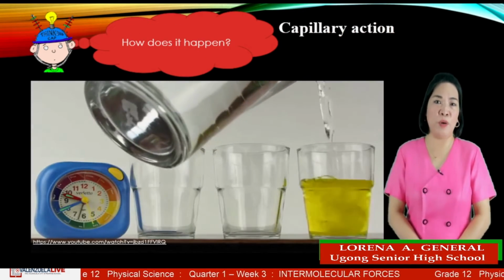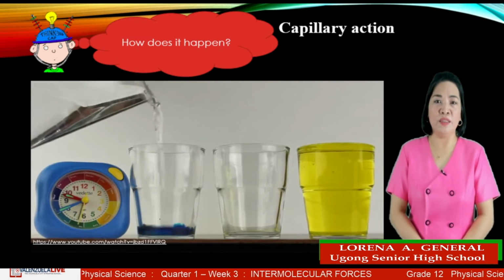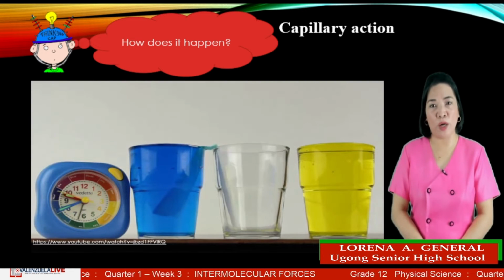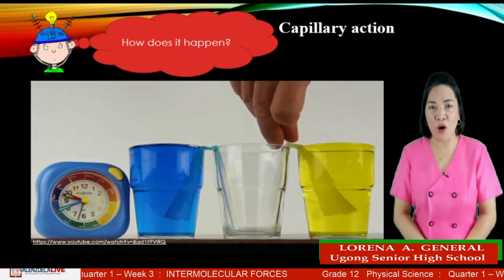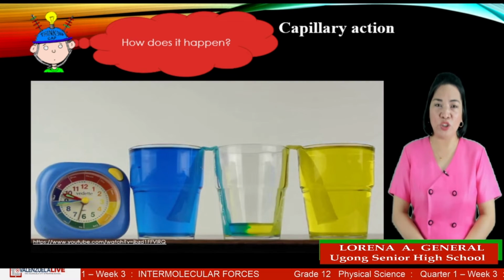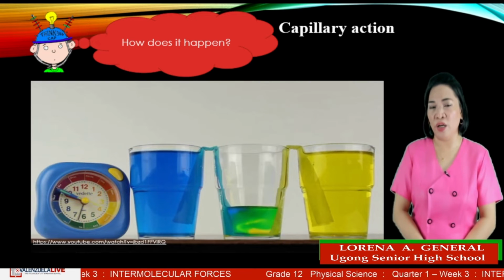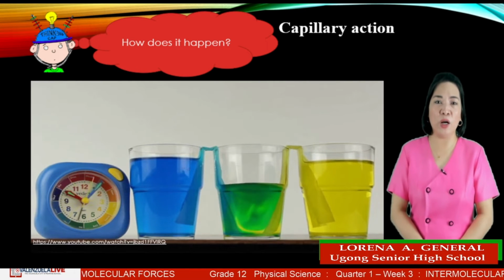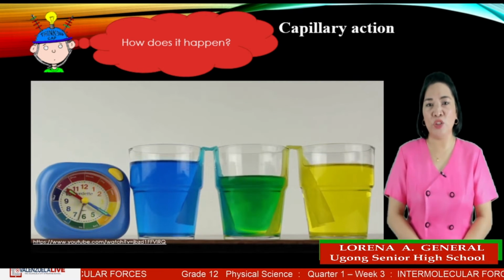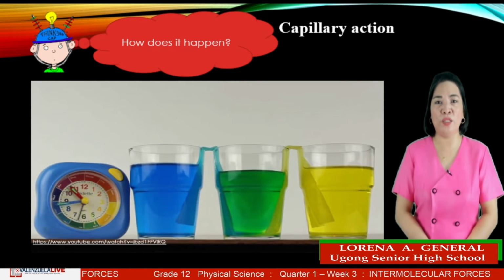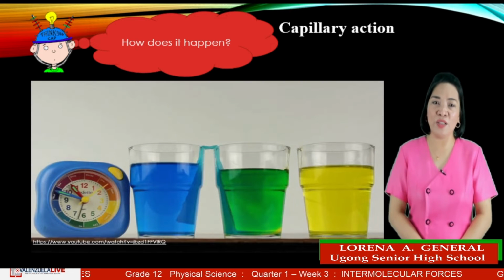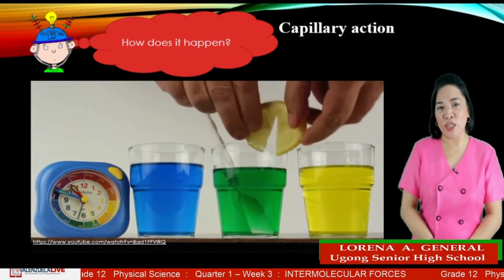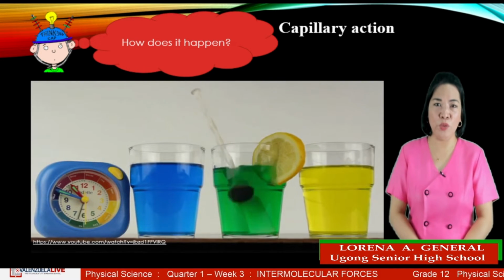Let us watch this experiment. How does it happen? This is a phenomenon wherein a liquid can rise in a narrow tube, and this is what we call capillary action. It involves adhesion, an interaction between different materials touching each other, and cohesion, an interaction between the same materials. The liquid rises provided that the intermolecular forces between the surface of the tube and the liquid are stronger than the cohesive forces within the liquid.